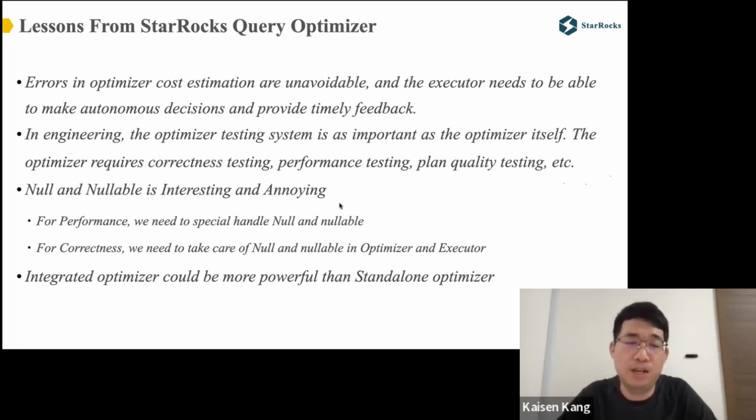And the third is, I think the null and number handling is interesting and annoying. For performance, we need to specially handle nulls and numbers. We could see it from the colocated join case, and especially if your query engine is a vectorized query engine, you also need to do many special optimizations for the number columns. And for correctness, we need to take care of nulls and numbers in the optimizer and executor. And to be honest, in the past few years, because we wrote the executor and optimizer from scratch, we met many bugs about nulls and numbers.